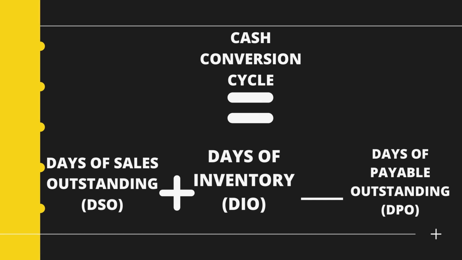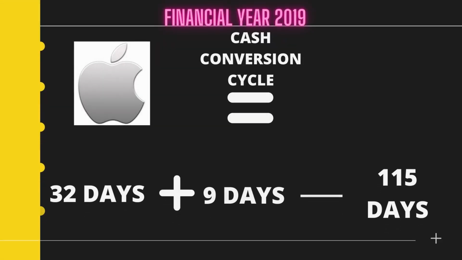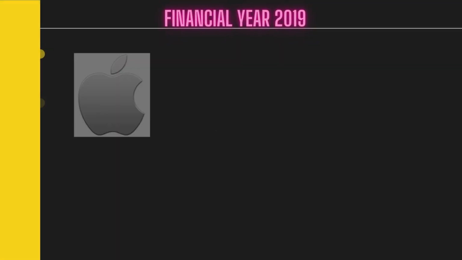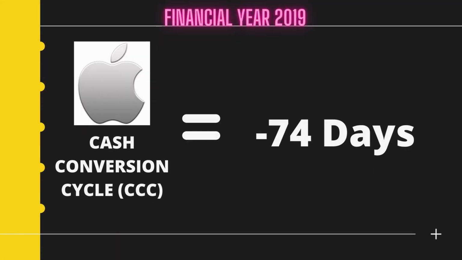Finally, with all these three figures, we can form them together to see the cash conversion cycle of a company. The company with a lower cash conversion cycle is more efficient than one with a high cash conversion cycle. Cash conversion cycle, or CCC, has a formula of days of sales outstanding plus days of inventory minus days of payable. Again, with Apple, we can see that the number is actually negative 74 days. This means that Apple is actually collecting its revenue first before it needs to pay back its supplier.